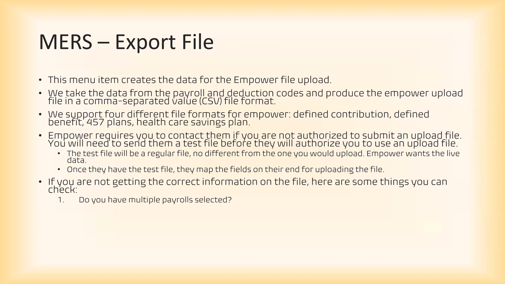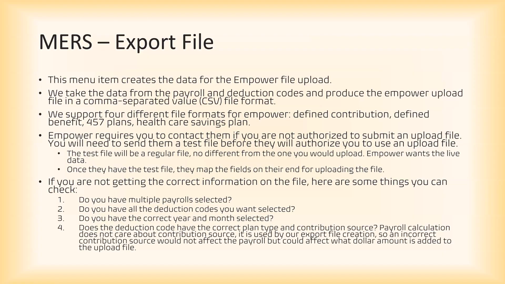Do you have multiple payrolls selected? When the list of payrolls loads, do you mean to have all of them selected or just one? I know some people do this once a month, some do it every payroll. Do you have all the deduction codes you want selected? Make sure you have all of them selected, or are you accidentally including one that you didn't want? Make sure you have the correct year and month selected, especially the year. Even I sometimes accidentally click the wrong year when I'm testing data.